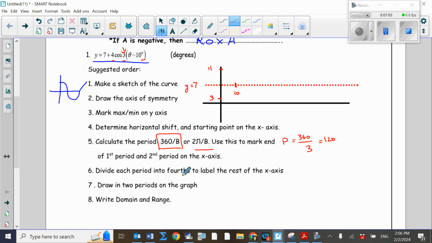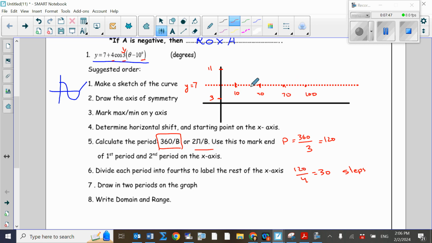Then divide each period into 4 to label the rest of the x-axis. That means we want to find the rest of the x-axis, the critical points. So divide 120 by 4, that's 30. This is the steps between the critical points. That means from each critical point, I need to go 30 forward to get to the next one. So if the first point is at 10, the next one will be 10 plus 30. Let's say here, this is the next critical point. Then plus 30, 70 plus 30 is 100.